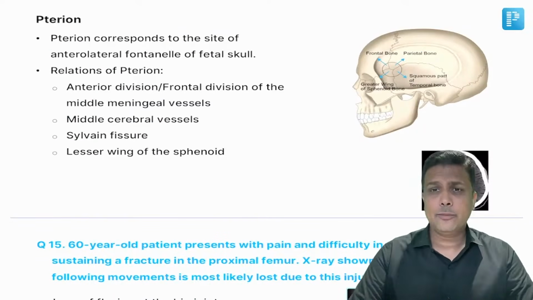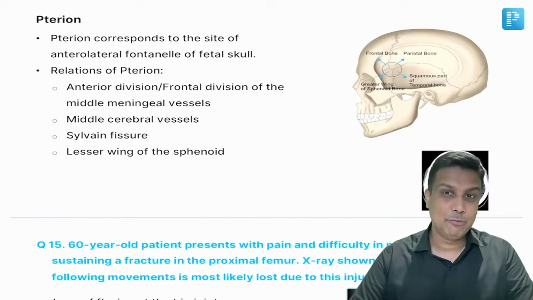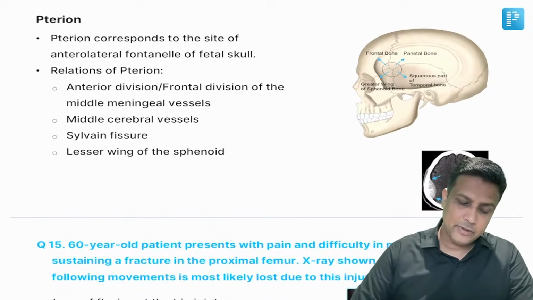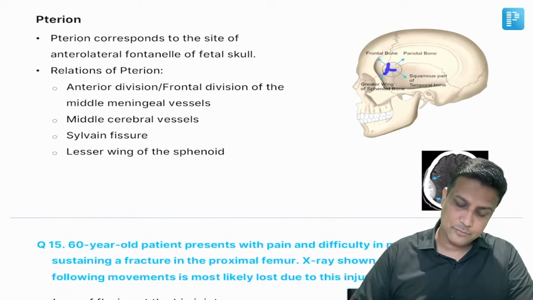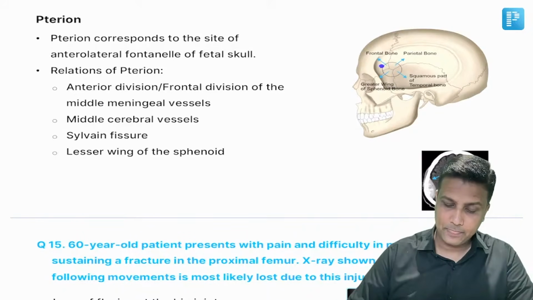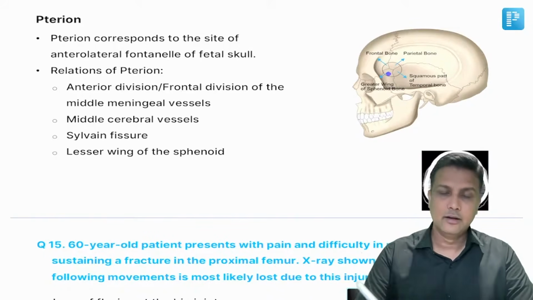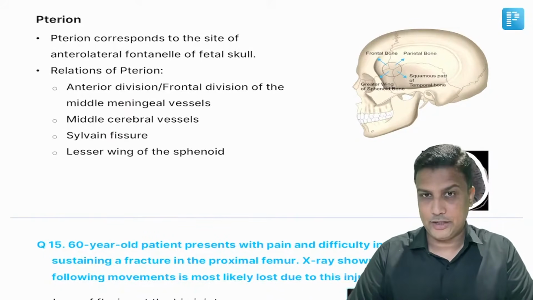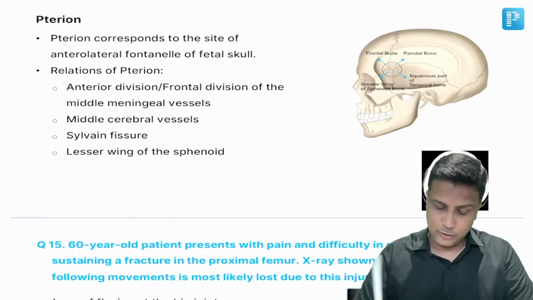Now let us discuss all the points regarding the pterion, my dear friends. Another very important concept for your exam. Remember, pterion is actually an H-shaped suture and it is formed between four bones. Number one, frontal bone here. Number two, the parietal bone here. Number three, the squamous part of the temporal bone here. And this one here will be the greater wing of sphenoid. Greater wing of the sphenoid bone here.